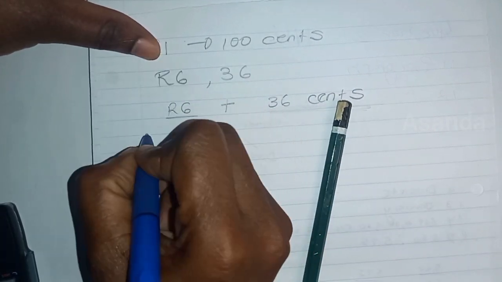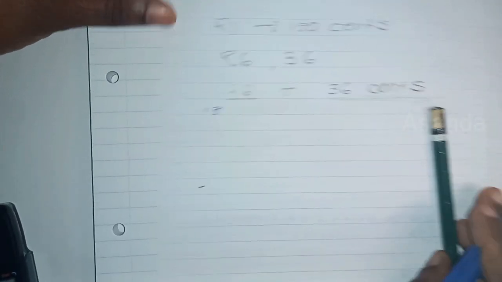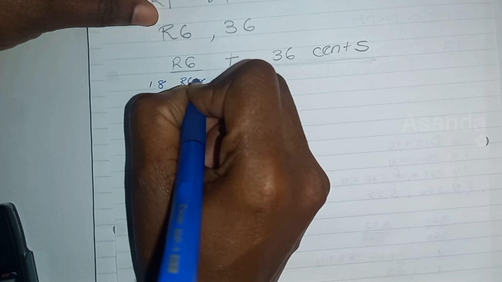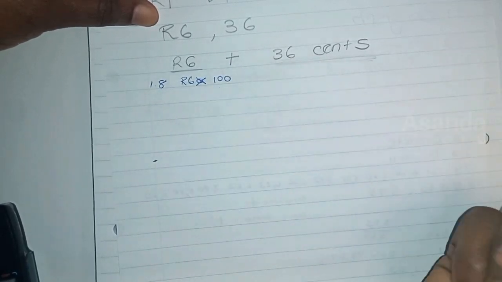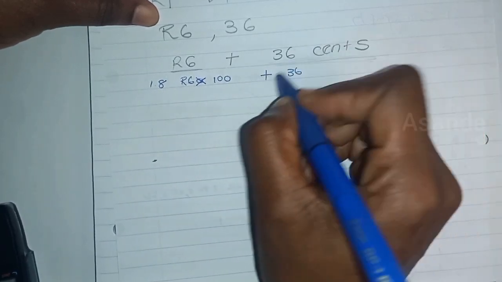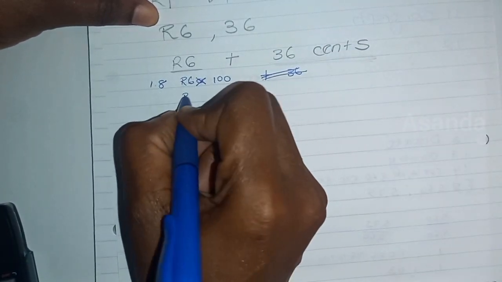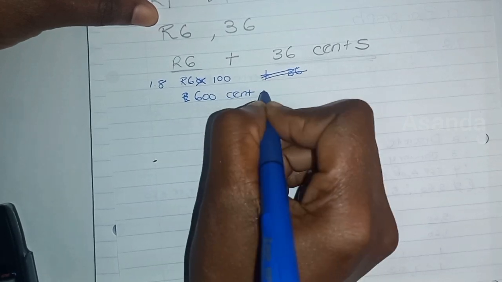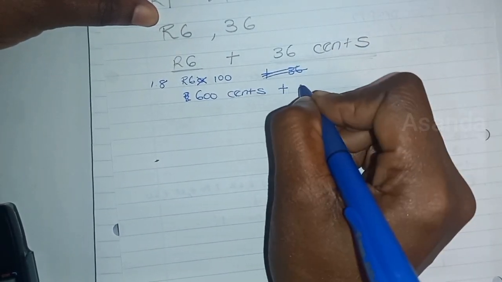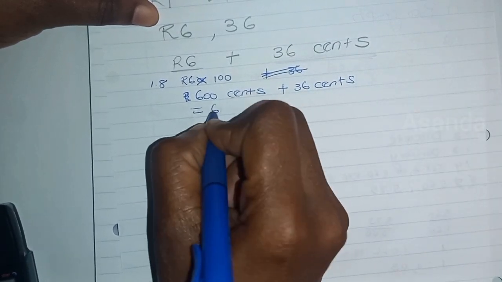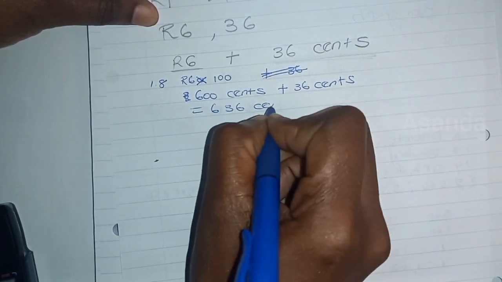So what I'm going to convert is the 6 rand. So that's how I'm going to answer my 1.8 by saying 6 rand multiplied by 100 cents plus 36 cents. But I don't have to do it immediately. Let's not do it immediately. And that will give me 600 cents. Now remember, we also have the 36 cents. So all in all, this is 636 cents.